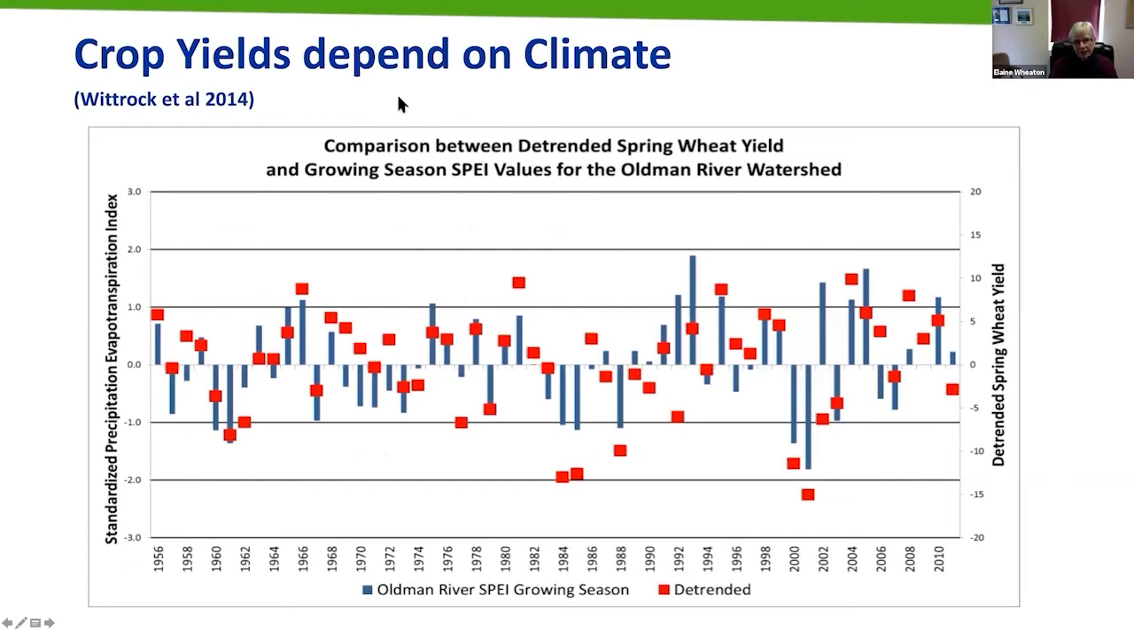So this graph really gives the reminder and the message that wheat yields, as an indicator for other crops in the Oldman River watershed, as an example, really depend on climate, using the water balance here, for example. So the crop yields are given in the red squares. The water balance, again for the Oldman River example, are given in the bars. And as for groundwater, and in fact this is a much greater correlation than groundwater, you can see a very strong and very significant correlation between water balance and wheat yields. And when you drill down to more specific, smaller areas, the correlation is even greater. So watch out for that.